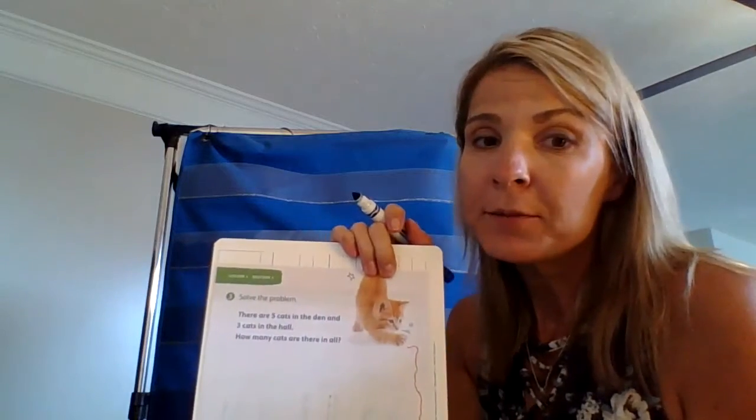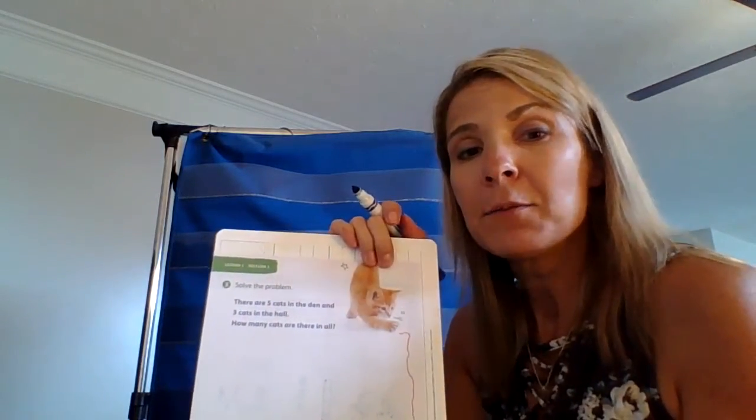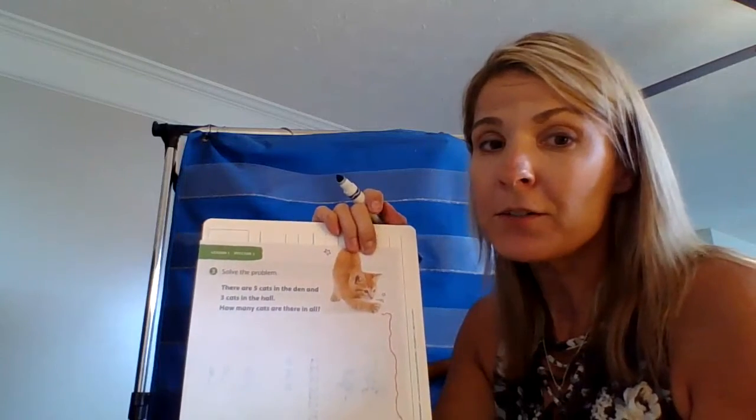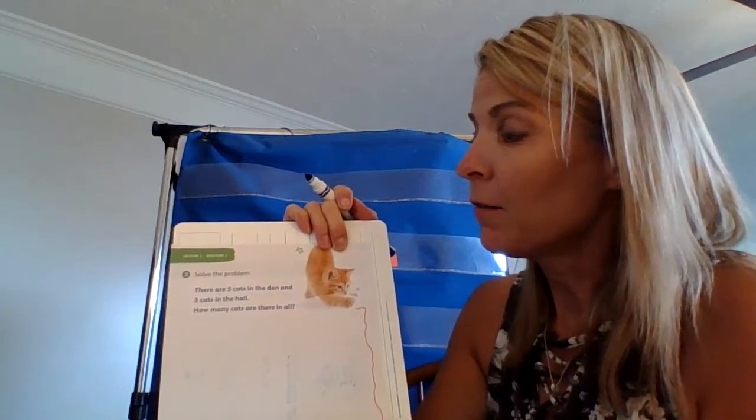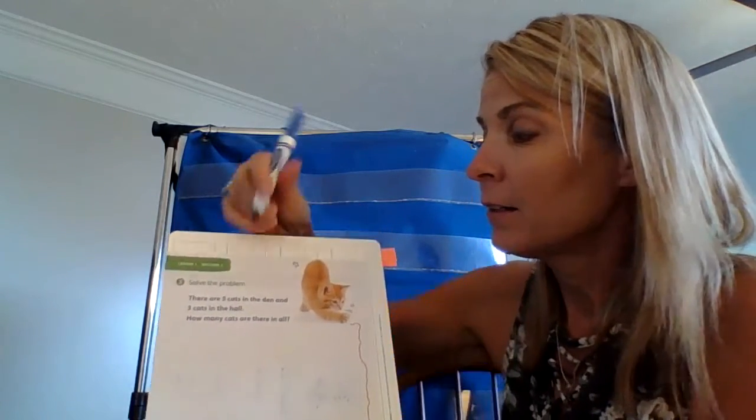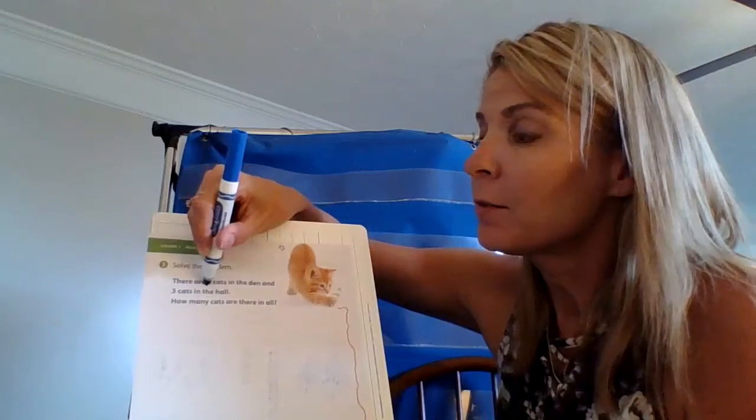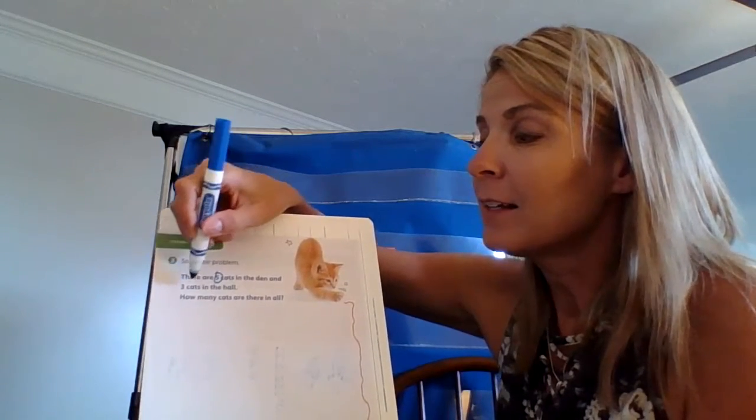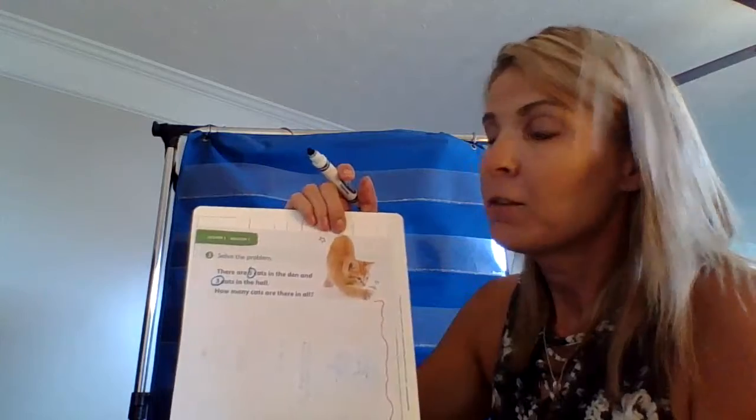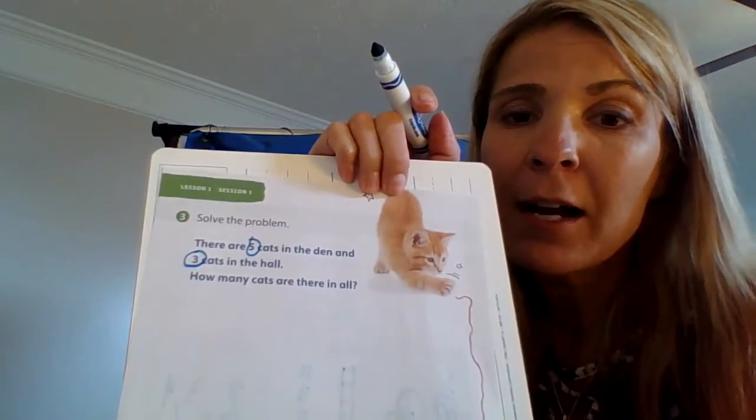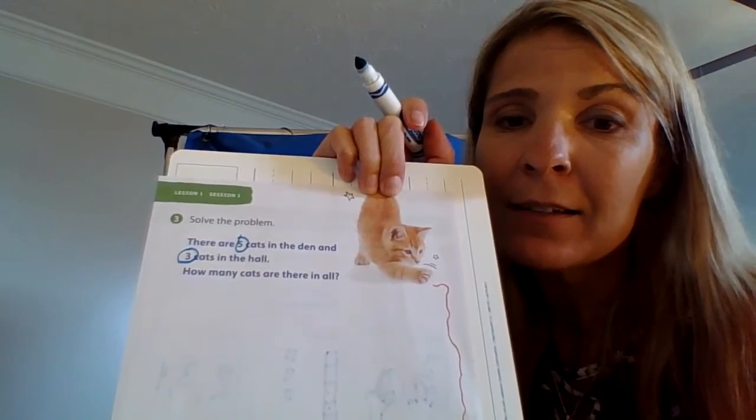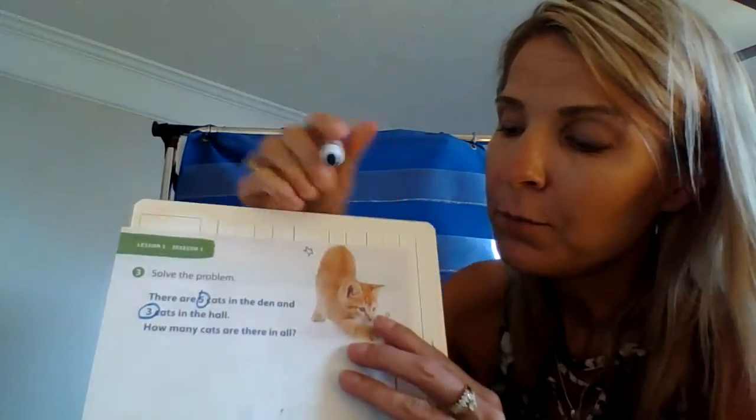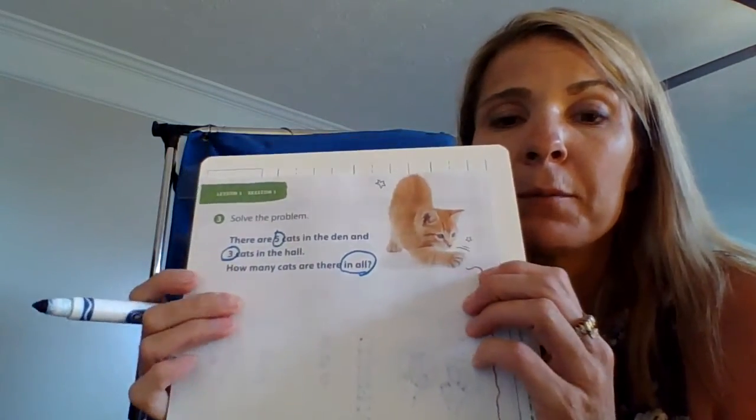We can draw a picture. We can do a number sentence. We can find our answer. You can use your fingers. So there are different ways that you can find out the answer. It says there are 5 cats in the den, which is a place in the house, and 3 cats in the hallway, the hall. So I circled 5 and 3 just because I know those are important numbers. My question at the bottom says, how many cats are there in all? In all means I'm going to add them all together, put them in a big group.